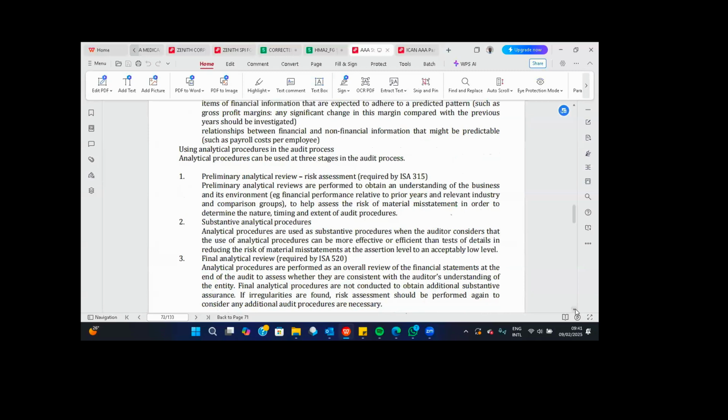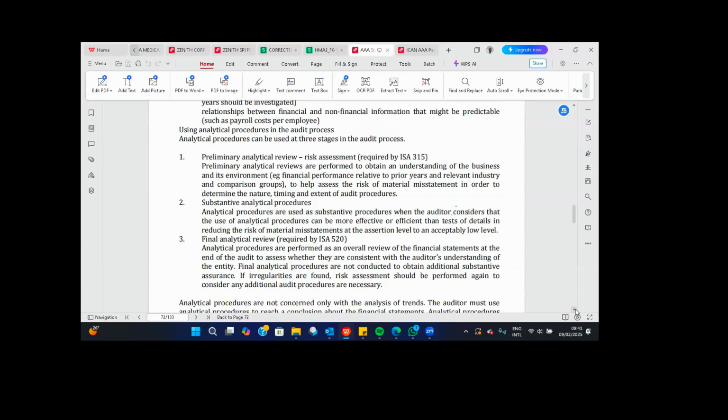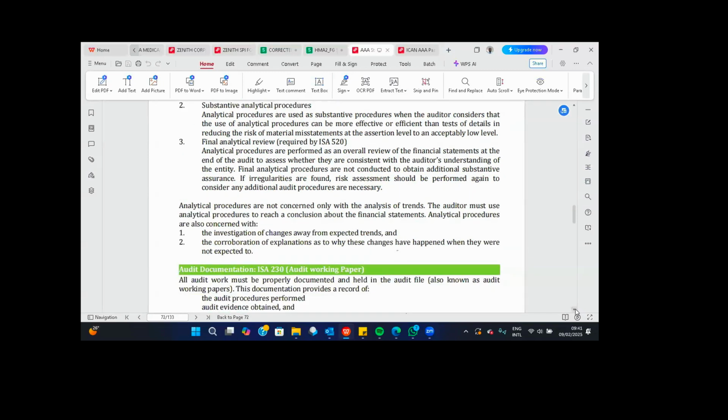Then substantive analytical procedure is where the auditor considers whether it's going to use analytical procedures, especially to ensure that the risk of material misstatement is acceptably low. Then the third one is called final analytical review procedure. In that instance, the auditor performs an overall review of financial statements at the end of the audit to assess whether they are consistent with the auditor's understanding of the entity. The whole essence of this is to be sure that at the end of the audit, the information the auditor is going to base the opinion on is reliable. That is the whole essence. Okay, so that is that.